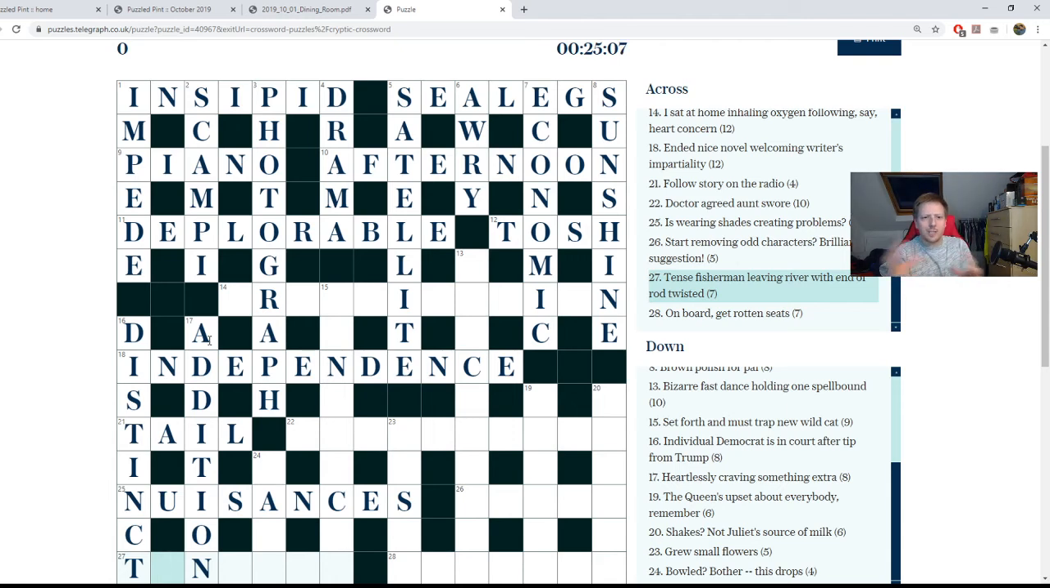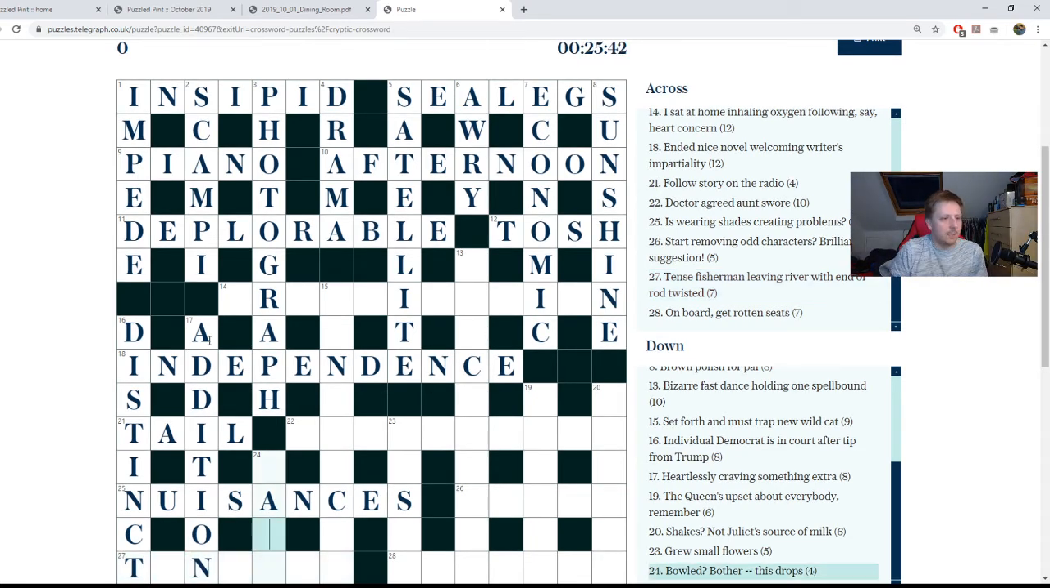Tense fisherman wouldn't go to teen like that. You wouldn't remove the middle of it for any good reason. I'm trying to think of leaving river. It does say leaving, but there's no reason why ents fisherman would be the bits leaving there. I'm not spotting why those would be the letters. So I'm not spotting that one, so I'll come back to that.